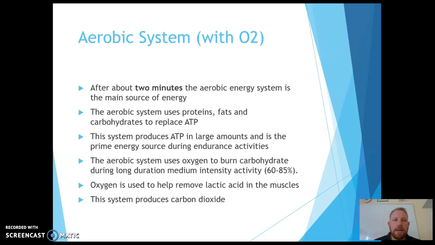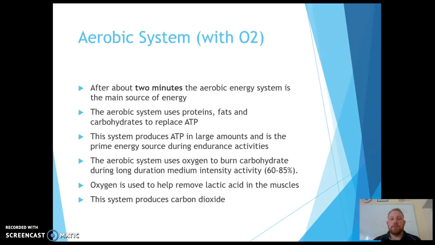The aerobic system: after about 2 minutes, the aerobic system is the main source of energy. The aerobic system uses proteins, fats, and carbohydrates to replace ATP. The system produces ATP in large amounts and is the prime energy source during endurance activity. So if you're thinking like cross country, the predominant system used for the duration, because that might take you 20 or 30 minutes if you're running, or even walking, is going to be the aerobic system.